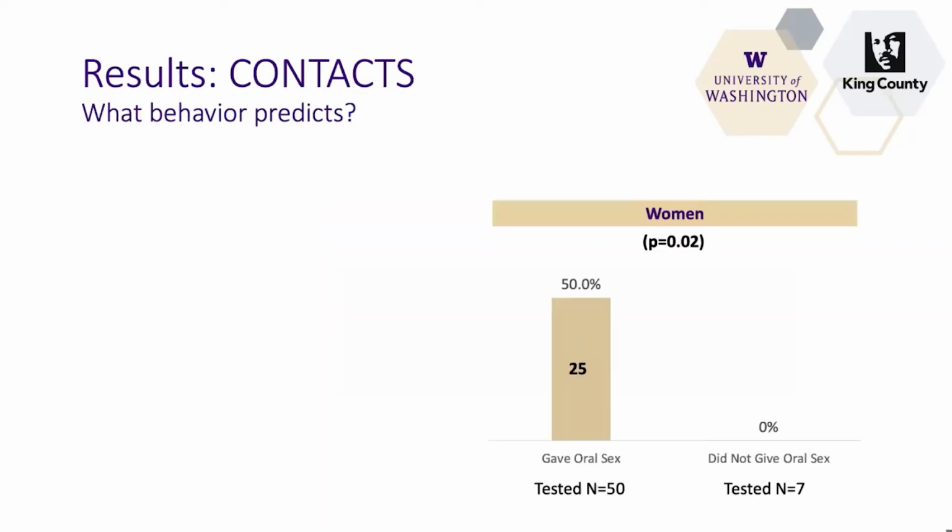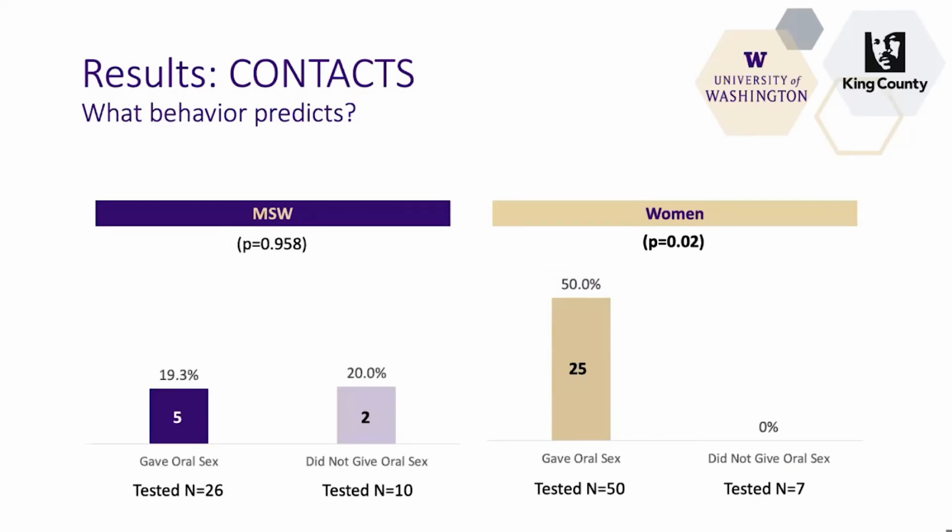You can see in this graphic that giving oral sex was statistically significantly associated with GC positivity at the pharynx in female contacts to GC. In fact, 0% of those who did not give oral sex were positive at the pharynx. We did not see this association in the men. An equal percentage were positive when tested at the pharynx in respect to those who did or did not give oral sex in the last 2 months.